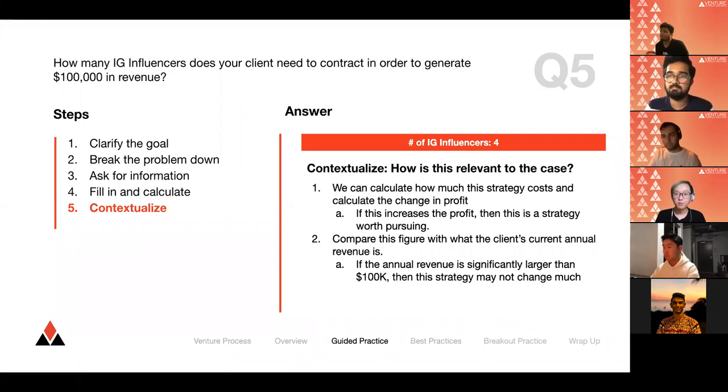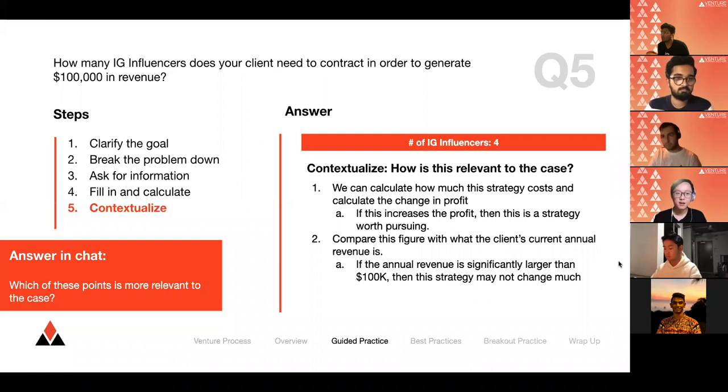So, quick question here for all of you to interact in the chat: which of these 2 is more relevant to the case? Or if you have an idea for a conclusion or takeaway for this number, you can also put it in the chat as well. I'll give you guys 30 seconds to do so.